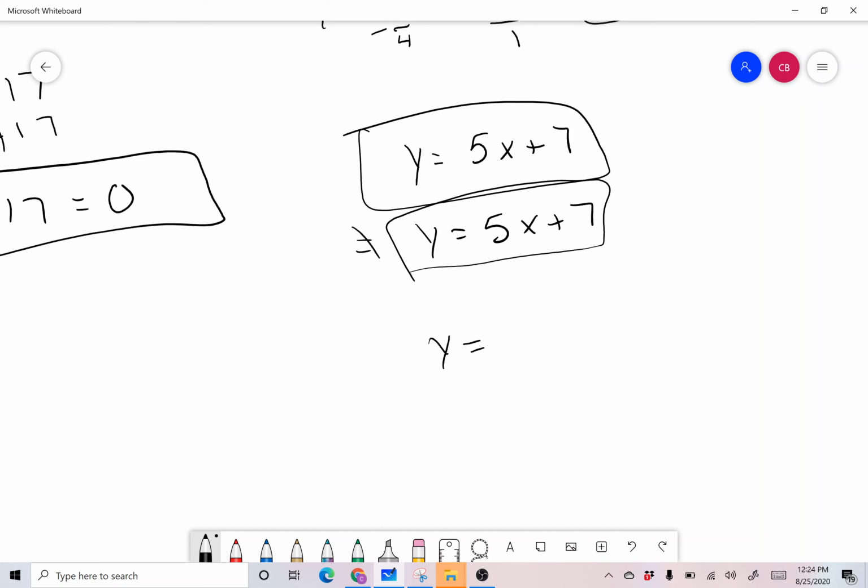Also, y is equal to 10 over 2 x plus 14 over 2 would also be the same line as these. So be careful, guys. There are different variations of them. Don't get confused and trick yourself.